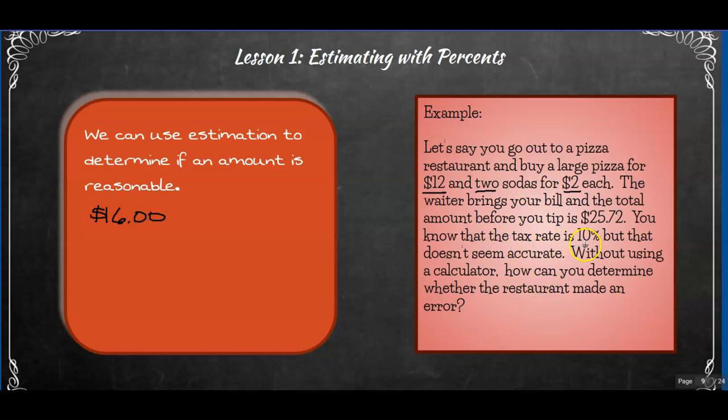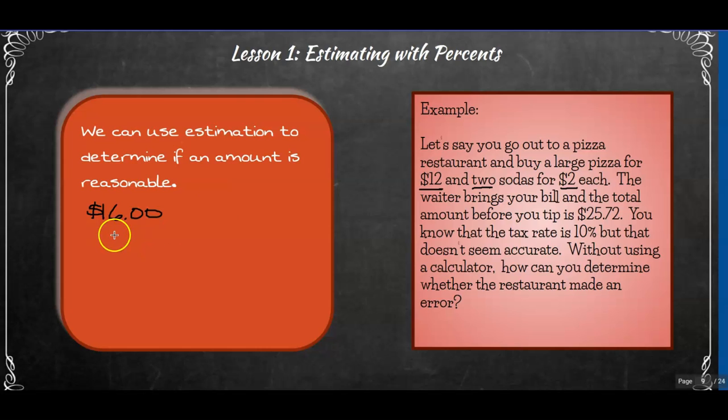Well, if you know that the tax rate is 10%, 10% of something is pretty easy to figure out. So if I were going to take 10% of $16, you just have to move the decimal back one place, and it's going to be $1.60. So we're going to add $1.60. That's pretty easy to add. That's going to be $17.60. So we know that there's no way that it's $25.72. So we need to let our waiter know that somebody made an error on our bill.